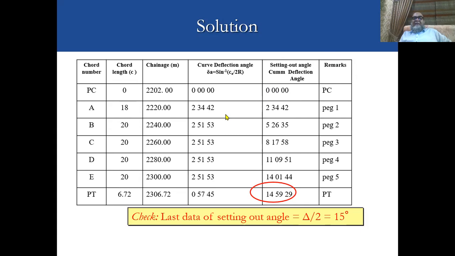Now we will add consecutively to get the cumulative deflection angle. 0 plus 234, 234 plus 251 is 526, 526 plus 251 is 817, 817 plus 251 is 1109. These are the pegs. And then 1401, and 1401 plus 057 makes 1459.29. If I round it off, this becomes 15 degrees. So that's the last set of setting out angles, which should be equal to delta by 2.